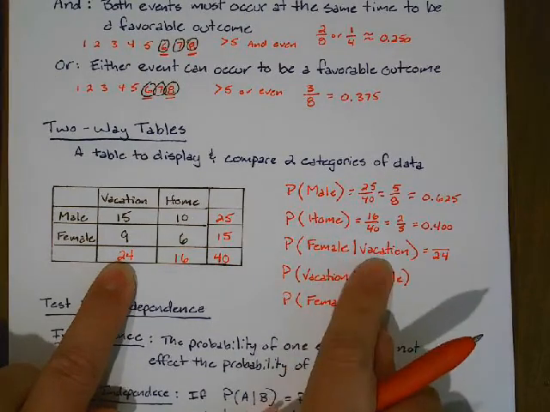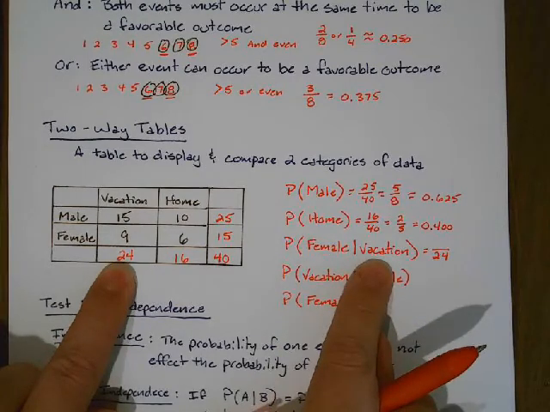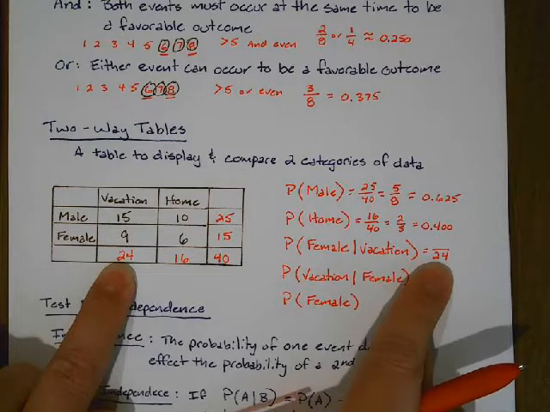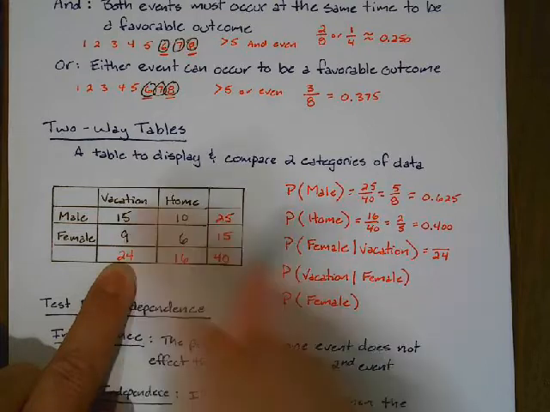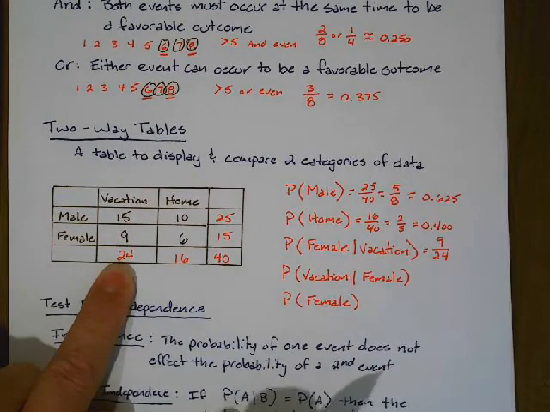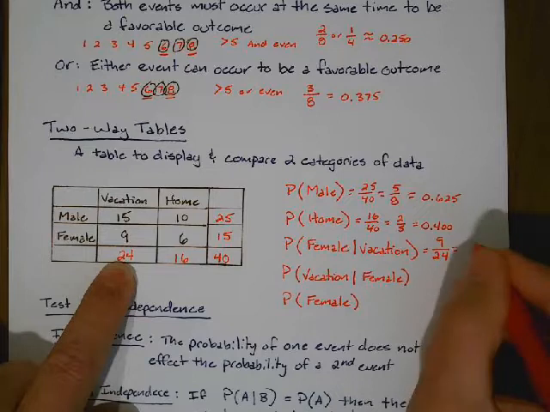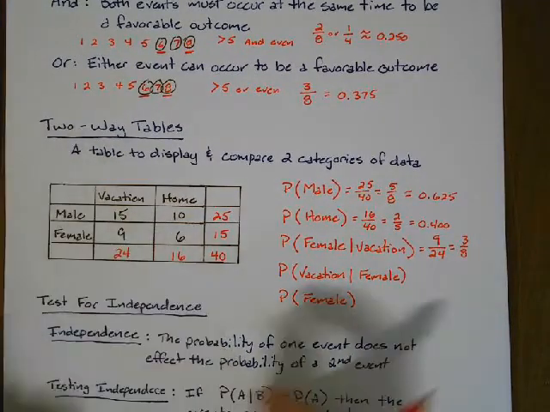Because given that vacation means that we're only looking at the females who went on vacation out of all the people that went on vacation. So we're only looking for females of those that went on vacation. So 24 went on vacation, and how many of those people that went on vacation were female? There were 9 of them. So I'm going to say 9 out of 24. It looks like, what, 3 goes into both of those? So that reduces to 3 out of 8. If I take 3 divided by 8 on my calculator, I get 0.375.